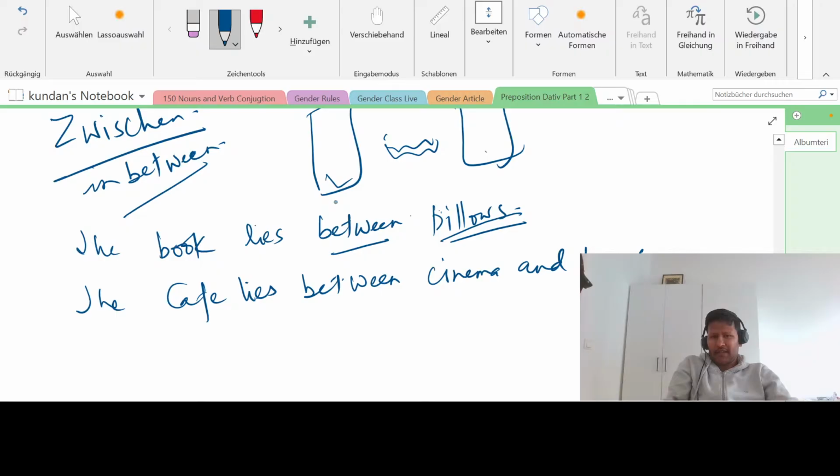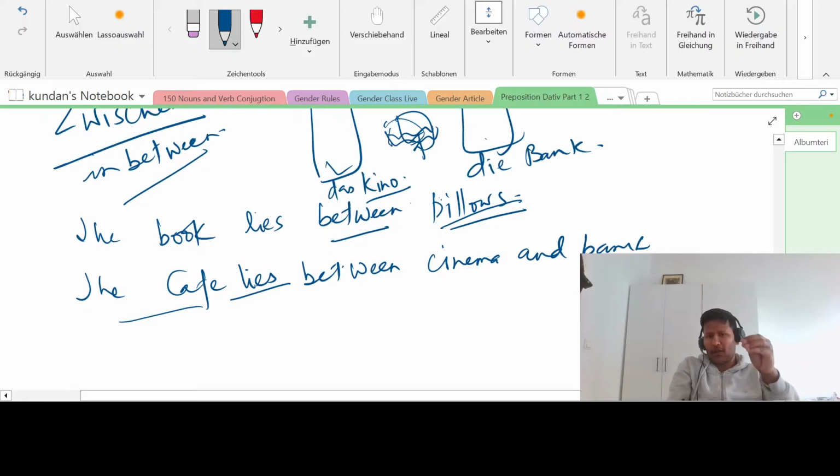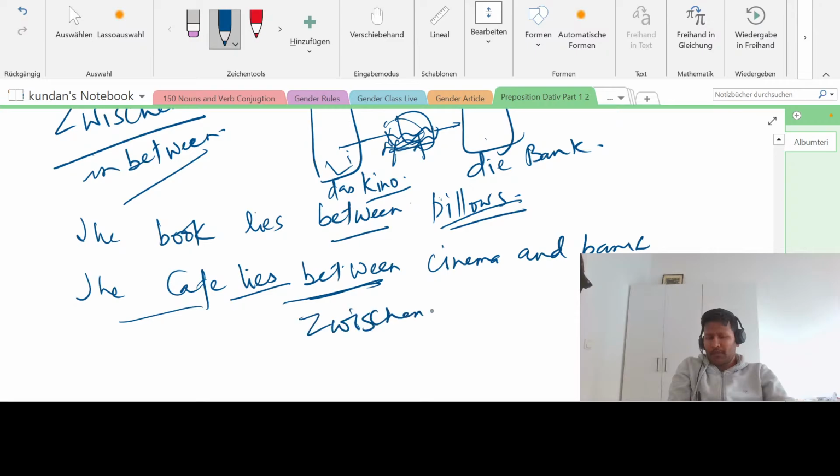So here, the cafe is what? Lying here. The cafe means here, permanent location. It is not moving from here, right? It is a fixed distance from both, right? So location. So what will be for location? This zwischen will be in which case? Accusative or dative? It will be in dative, right? We have seen enough examples now. So whenever it is a location, it is always in dative case. Let us make this sentence.